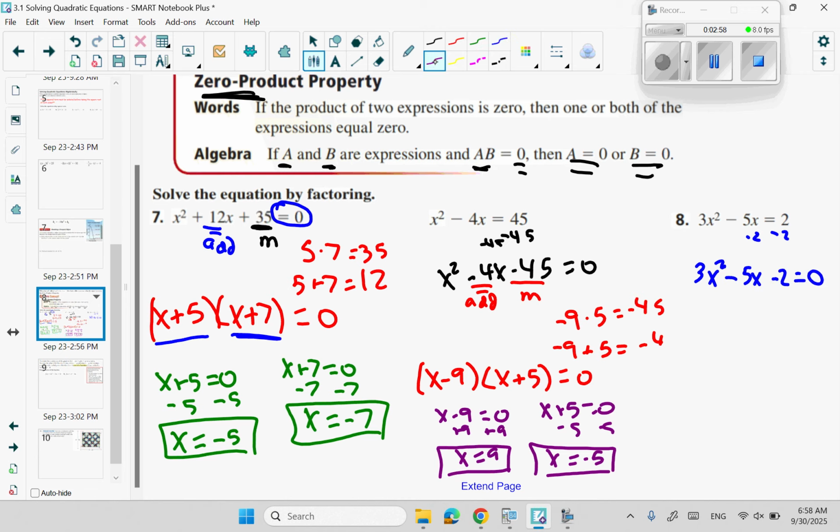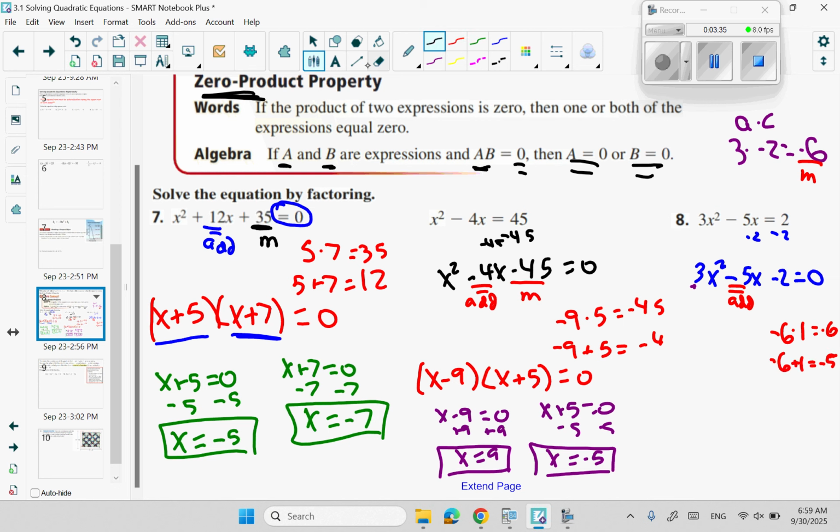And we notice that my A term is not 1, so I have to do that factor by grouping that we did on Monday. So we get A times C. So 3 times negative 2 equals negative 6. So I need to find two numbers that multiply to negative 6 that add to negative 5. And that would be, of course, negative 6 and positive 1. Because negative 6 times 1 is negative 6. Negative 6 plus 1 equals negative 5.